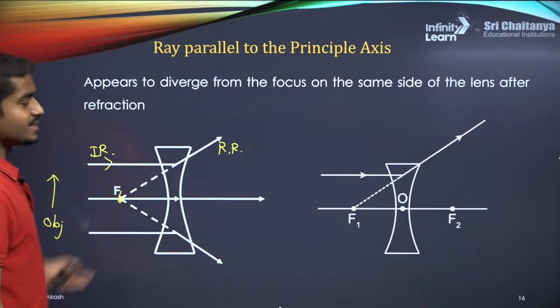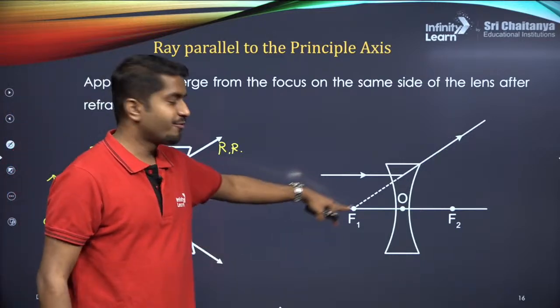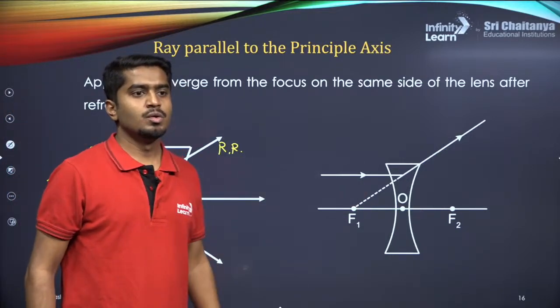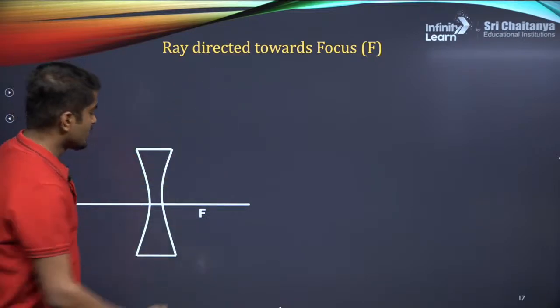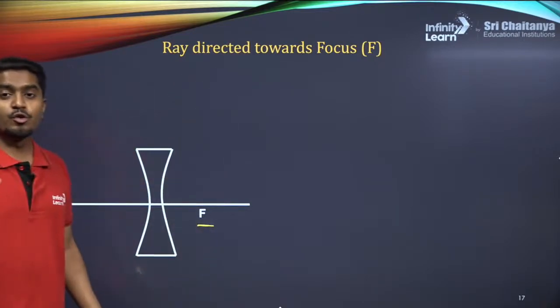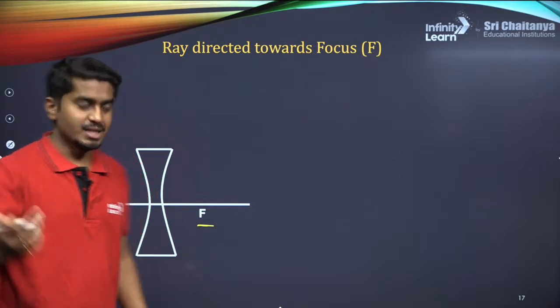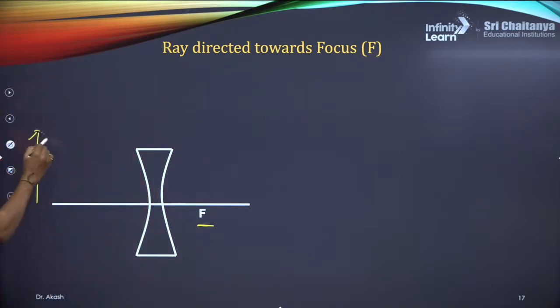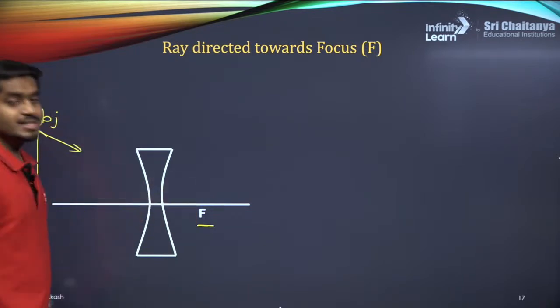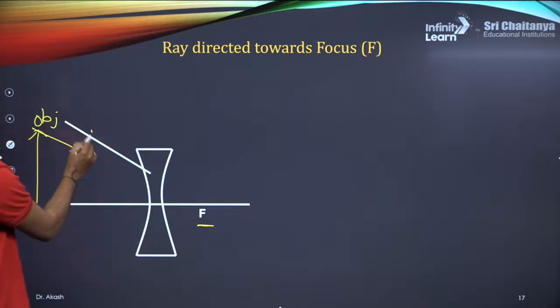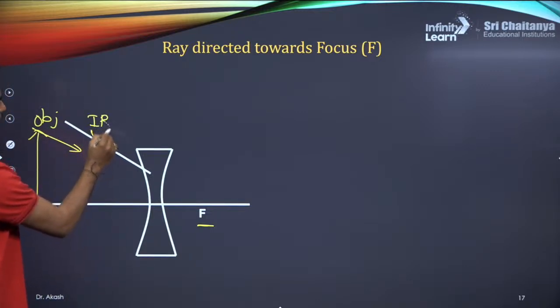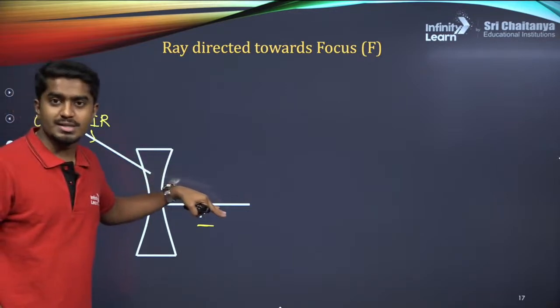Now there is a ray diagram. You write F1 and F2. Now when you have a ray directed towards the focus, you see this focus? The focus is on the other side. So for example, the object is somewhere here. The ray will be directed towards the focus, something like this. There is an incident ray which is directed towards the focus.